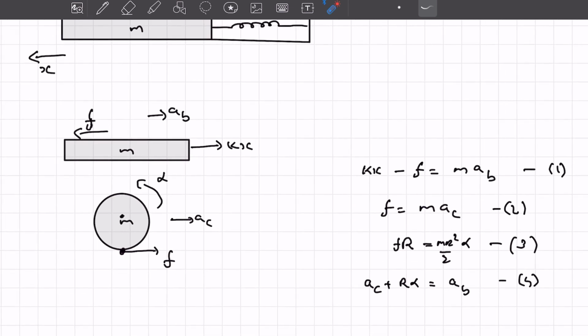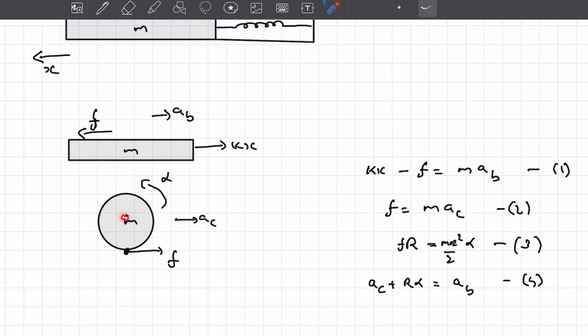Now drawing the FBD of the cylinder, we know the friction will act in this direction because of the action reaction pair. And let's assume the acceleration of the cylinder is AC towards the right. And as the friction is acting this way, the alpha will be acting in this direction, right? In the counterclockwise direction. So now writing two equations. First, we can write the F equal to MA equation, which means F equals MAC, where AC is the acceleration of the center of mass. And then we can balance the torque about the center of mass. So it will be FR in the counterclockwise direction. And that would be equal to the I about center of mass, which is mr square by 2 times alpha.